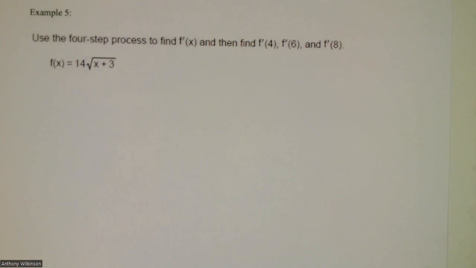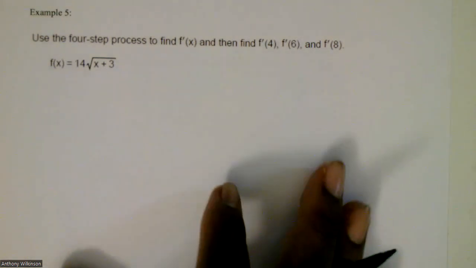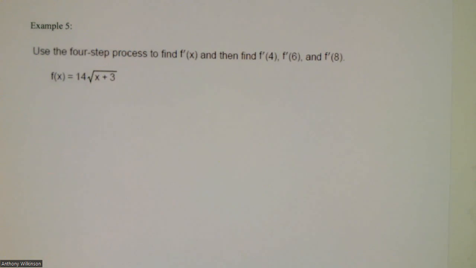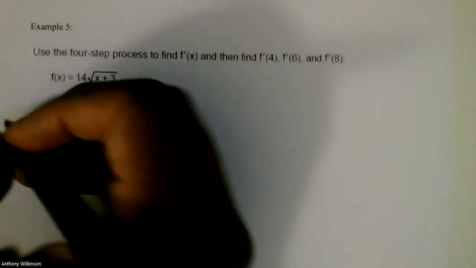Here's example 5. Now this one has a square root in it. We're using the definition of derivatives to find derivatives of expressions that have a square root in them. All right, so let's use that 4-step process to find f prime of x, and then find f prime of 4, f prime of 6, and f prime of 8. And here f of x is equal to 14 times the square root of x plus 3. And here's the 4-step process.